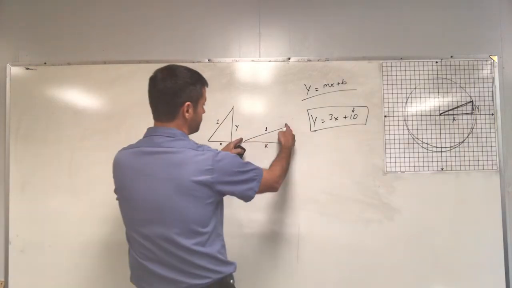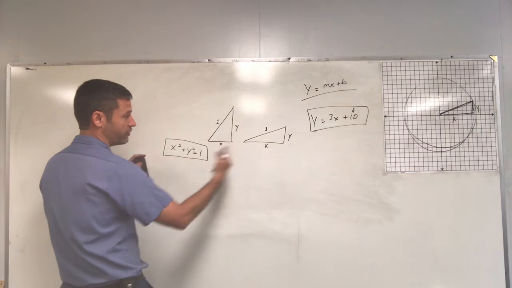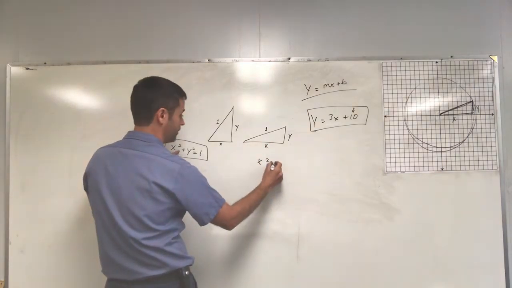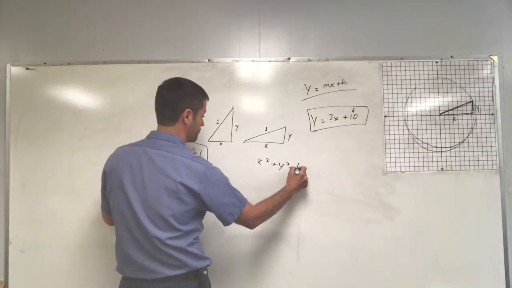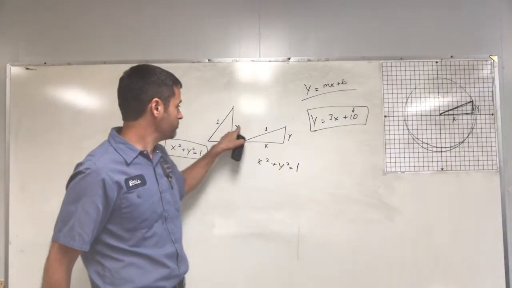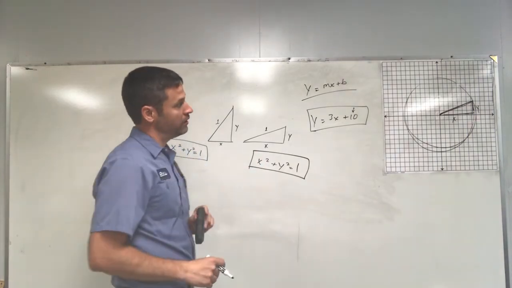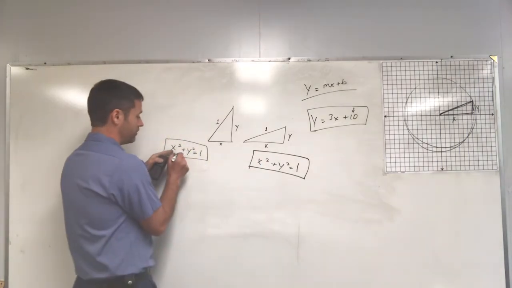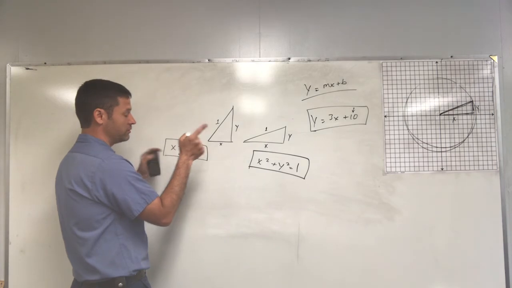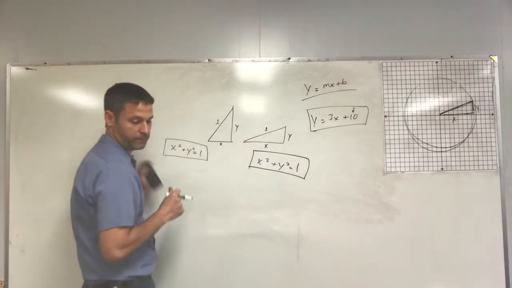It'll always be 1. This will always be 1 for this circle. And this is still true for this triangle: x squared plus y squared equals 1. Even though x is bigger than this one, y will be smaller, and it'll stay in that ratio to satisfy the Pythagorean theorem. So this is actually the equation of that circle. x squared plus y squared equals 1.